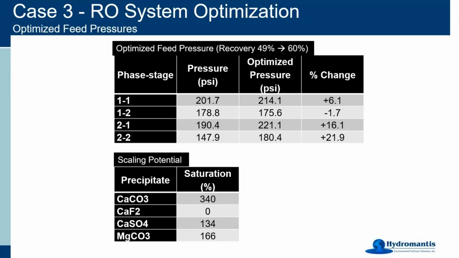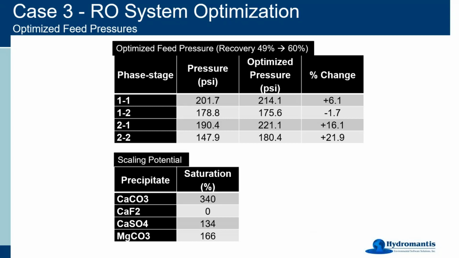Once we run the model, we use the built-in optimizer in GPSX to try to optimize the recovery. When we want to increase the recovery from 49% to 60%, it shows the initial pressure and the optimized pressure at each stage, and shows some of the changes that we need to make if we want to get to this particular recovery. And of course, when we increase the recovery, the side effect is that the scaling potential starts to increase because your brine starts to get more concentrated.